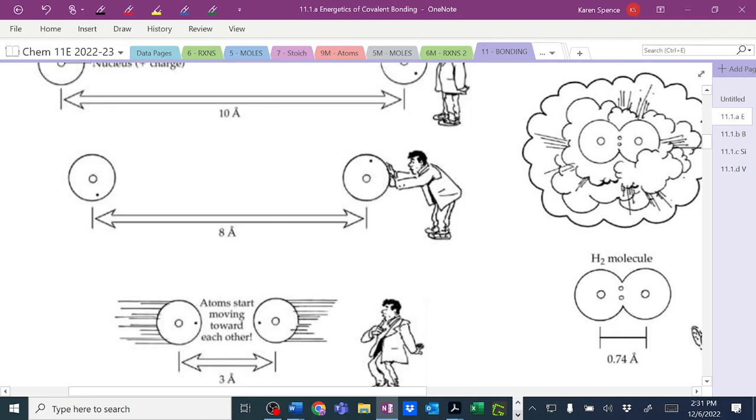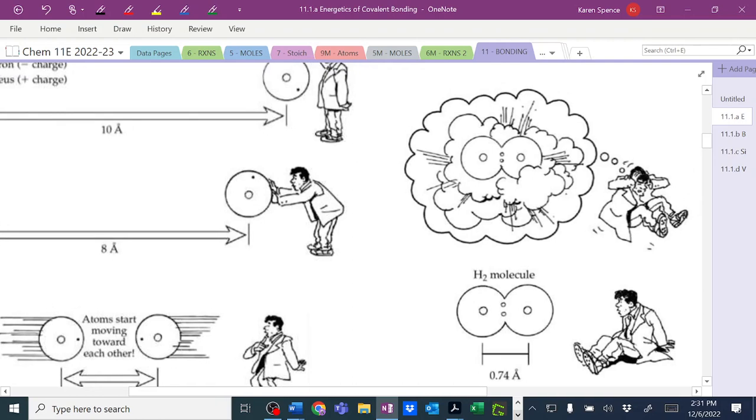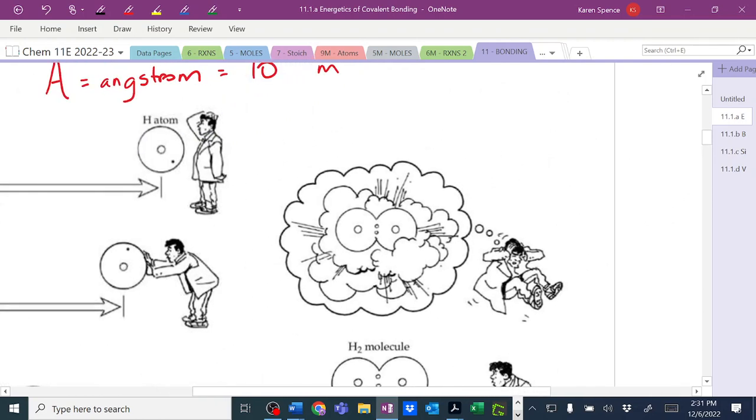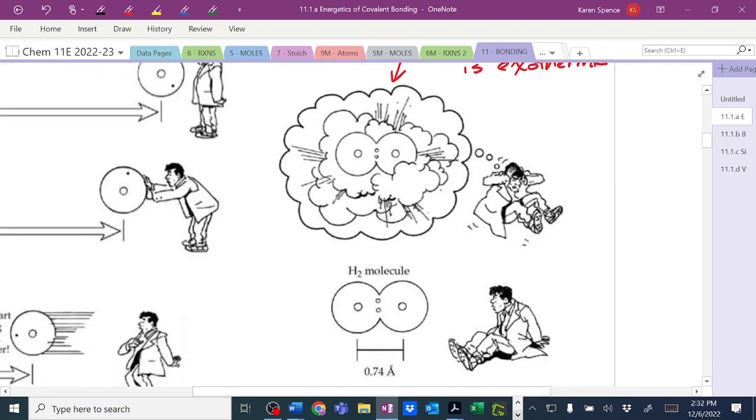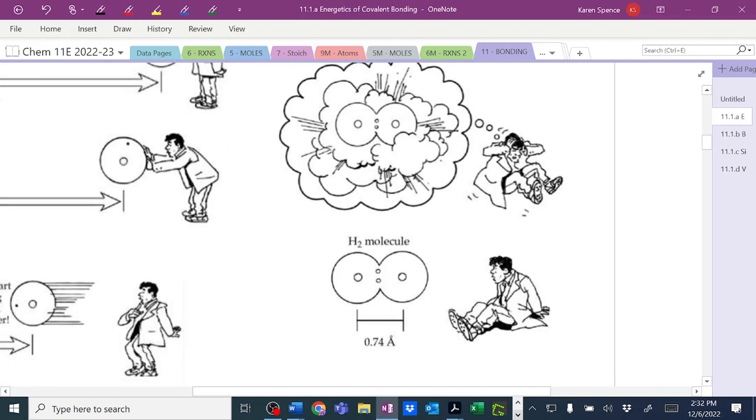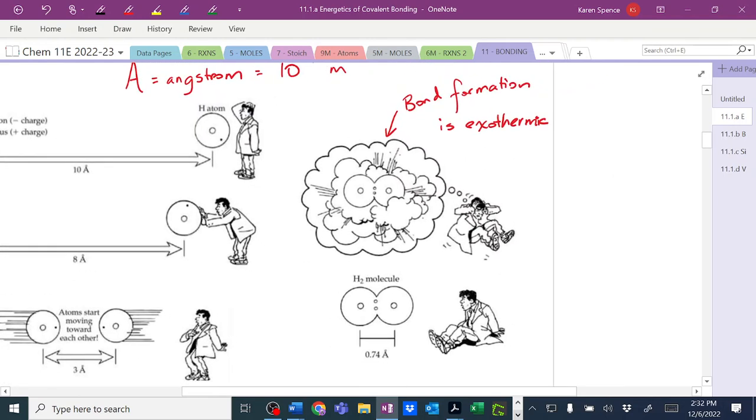Now, they move together, we get a big bang. Okay? Why do we get a big bang? Because bond formation is exothermic. And then we finally end up with an H2 molecule.